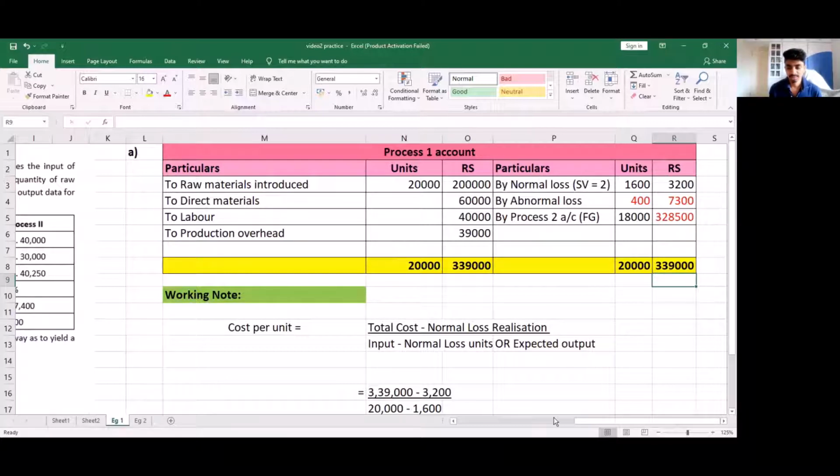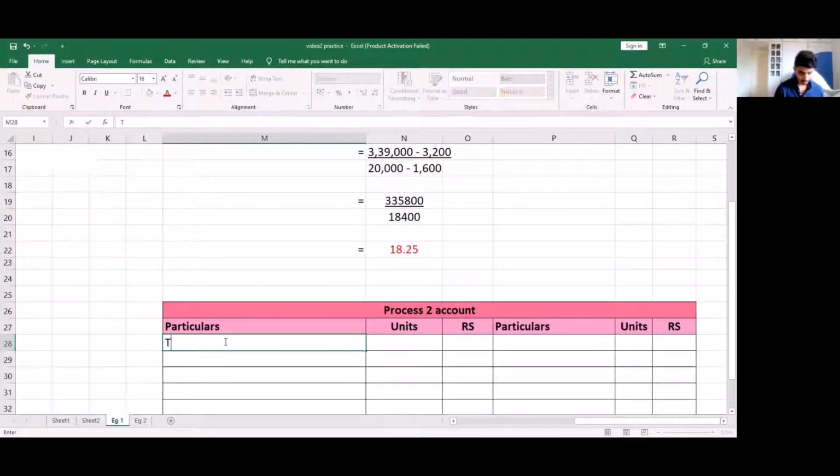The format is the same for the process 2 account. We name it process 2 and we go on doing the same thing. So now the process 2 account will show up on your debit side as "To process 1 account". The units will be nothing but the units we have here, 18,000. The amount will also be the same as 3,28,500 that we have in our process 1 account.